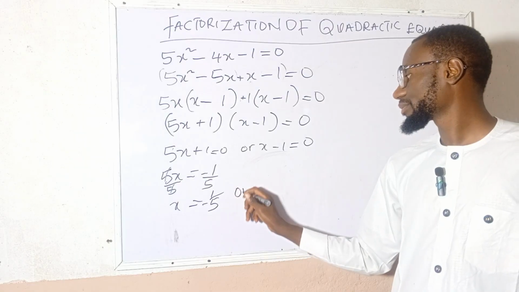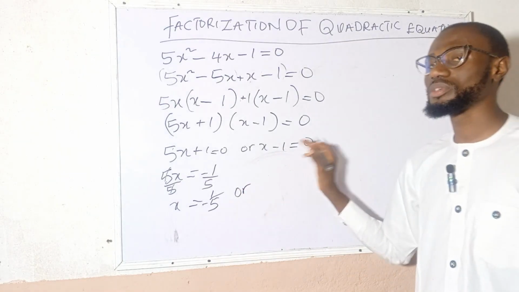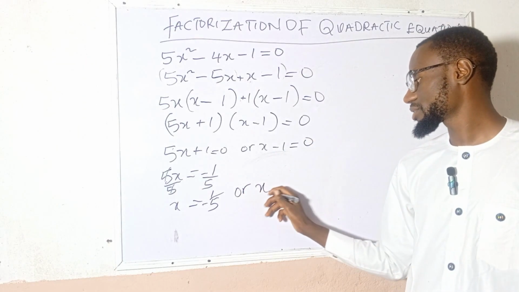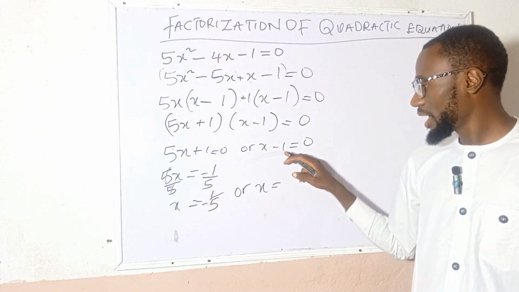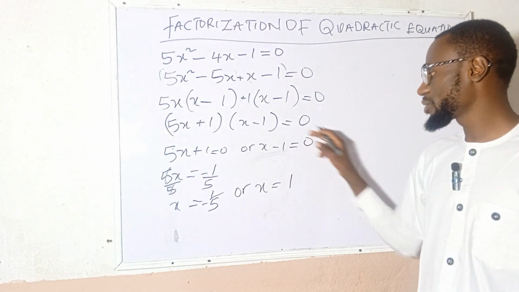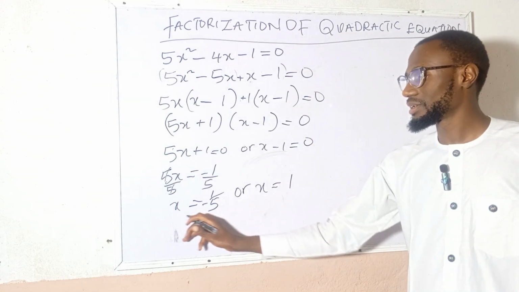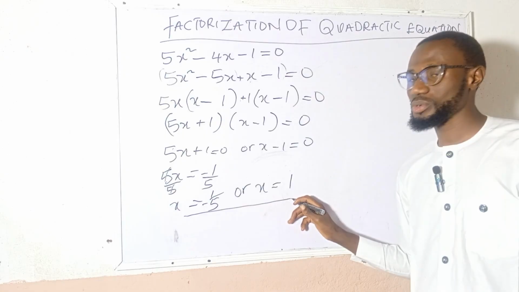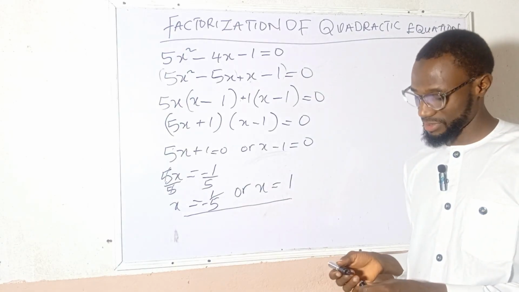Or here we can take 1 to the right hand side. Here we have x is equal to 1, because when minus 1 crosses the equality sign, it returns 1. That is the two factors of x.